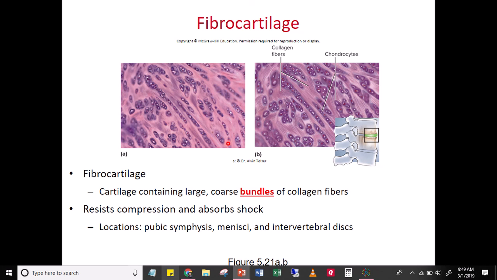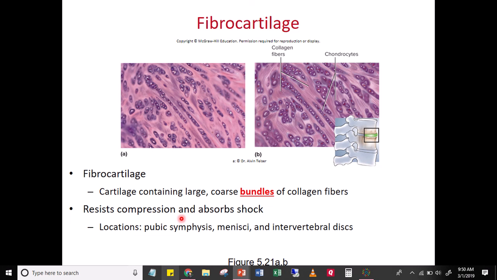This purple and pink streaking represents the bundles of collagen fibers. There are lots and lots of bundles of collagen in fibrocartilage. There's lots of fiber in the fibrocartilage. And when we think of a fibrocartilage, I want you to think of it as a shock absorber. Fibrocartilage absorbs impact. So we have fibrocartilage in between every one of the vertebrae in our backbone. This intervertebral disc is a shock absorber. We have the menisci in our knees, little chunks of fibrocartilage in our knees that act as shock absorbers. We have a chunk of fibrocartilage in between the two pubic bones in our pelvic girdle.